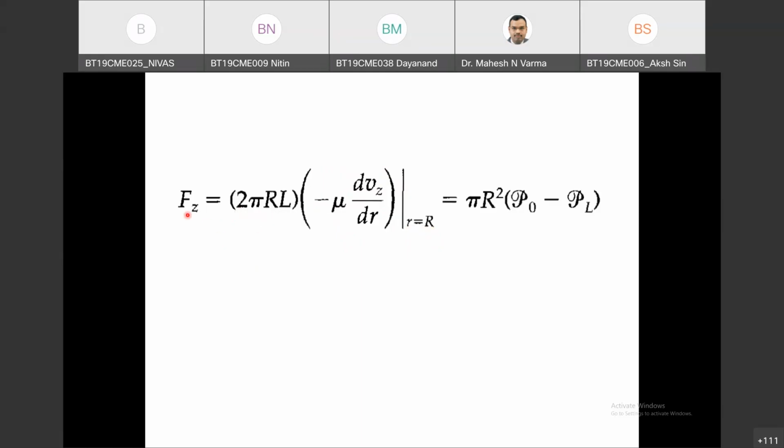The drag force exerted will be equal to πR² ΔP. Is this correct? πR² ΔP. Just substitute, so you can use both ways. Use the velocity profile, differentiate it, substitute r equals R, and get the drag force. This is the drag force exerted by flowing fluid on a pipe.